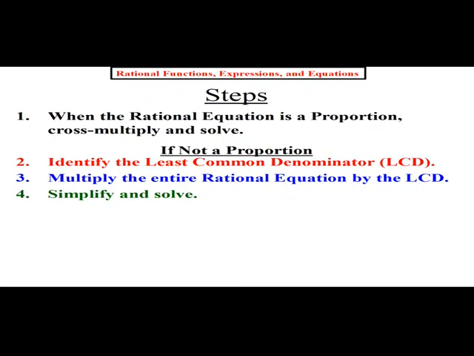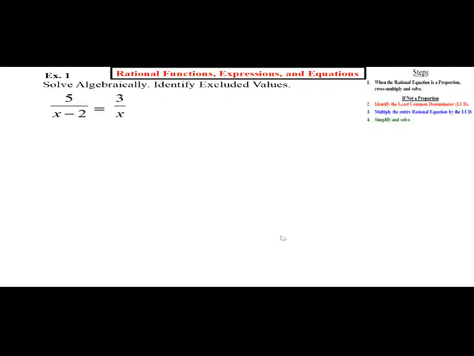All right, example 1. I'm going to leave the steps on the top right. So if you haven't finished, look at the top right of the screen. It should be there. Example 1, solve algebraically and identify excluded values. We are given 5 over x minus 2 equals 3 over x. Copy that, and we'll go over it together.